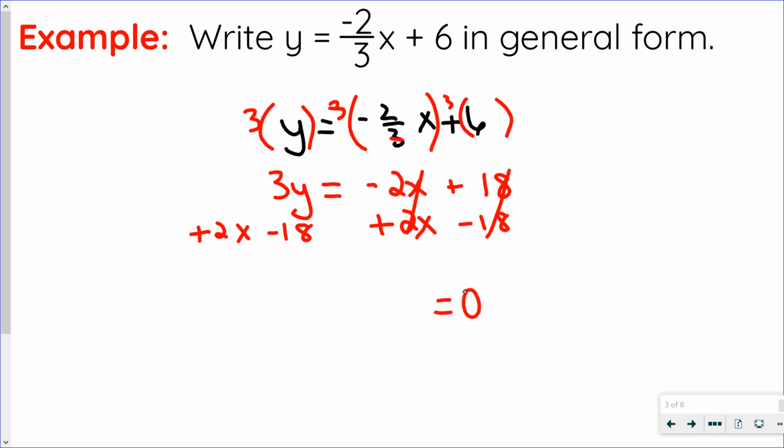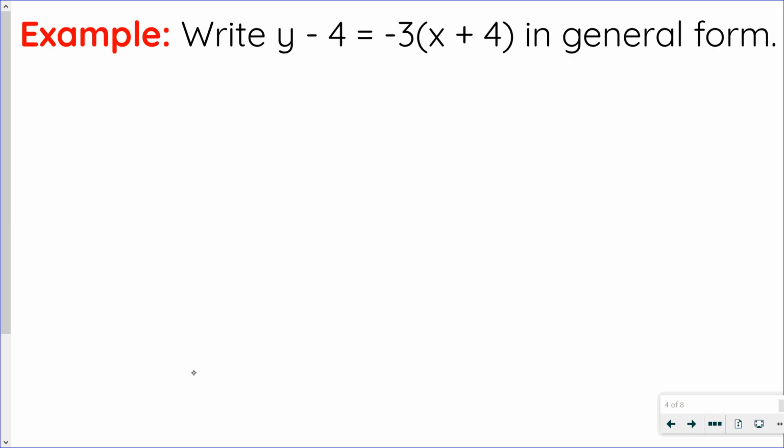On the left-hand side, I have 2x plus 3y minus 18. So everything on one side, 0 on the other, no fractions, no decimals, and the number in front of x is positive. So I know that is correct. So that's from slope-intercept form to general. Let's look at point-slope form to general.